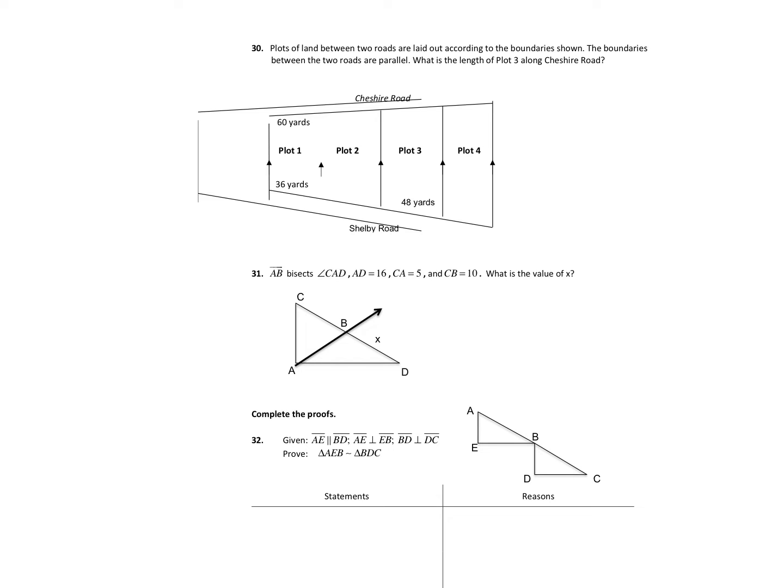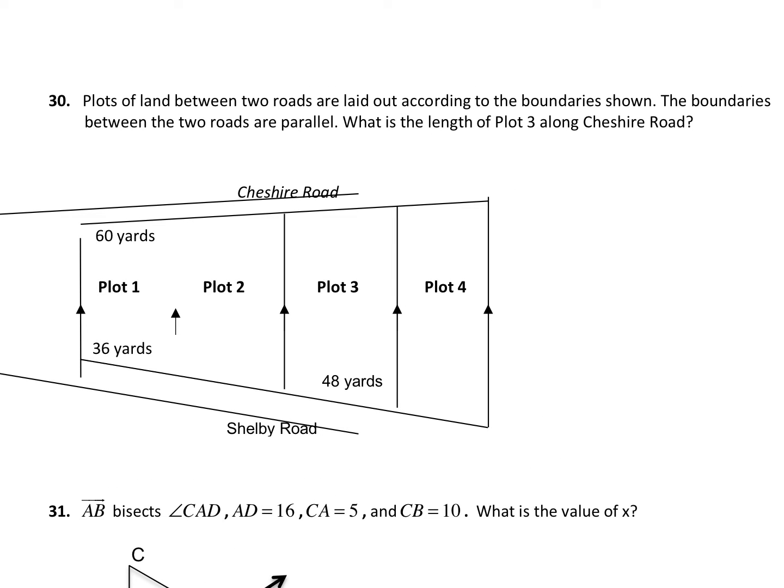All right, looking at number 30 here. Plots of land between two roads are laid out according to the boundaries shown. The boundaries between the two roads are parallel. What is the length of plot 3 along Cheshire Road?